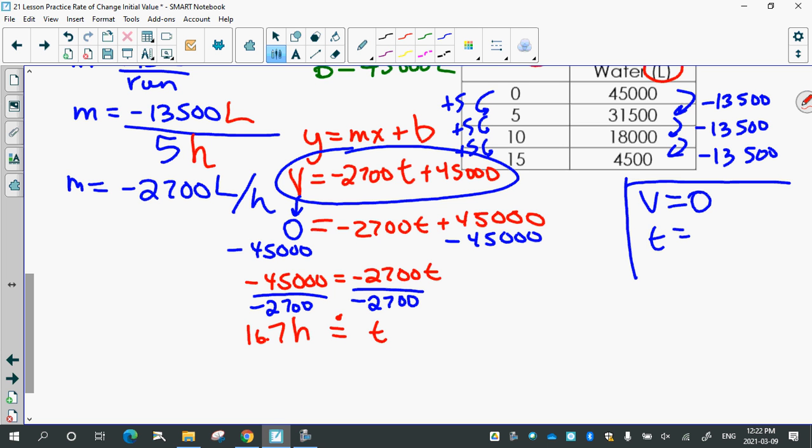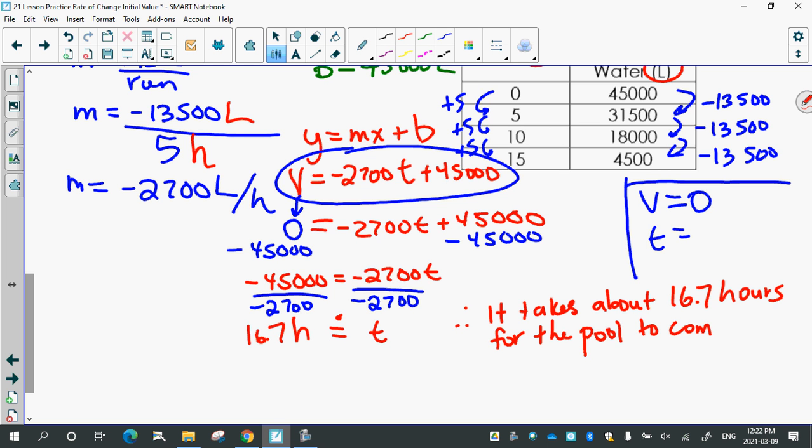We got 16.6666. So therefore, it takes about 16.7 hours for the pool to completely drain. So the star to put beside this question is that you had to tell that they were giving you the clue that volume was 0, even though they didn't say it specifically. They said empty.